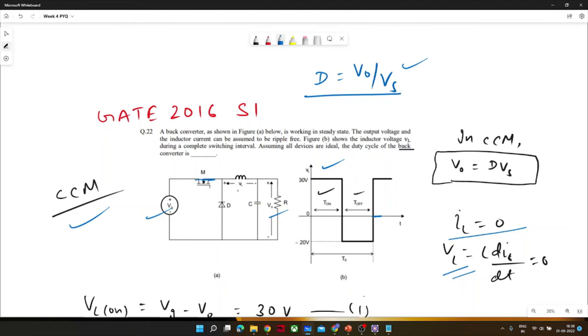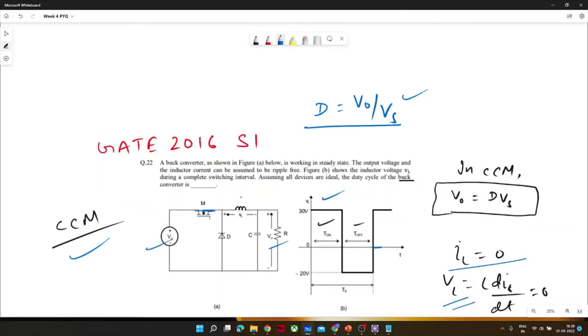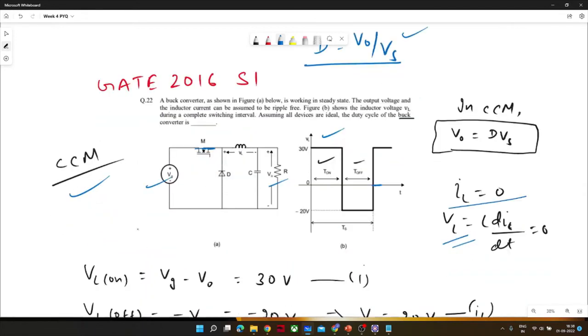Can anybody tell me? Yes, sorry, I did not get. 30. That is 30, but what is 30? V in minus V naught. Yeah, correct. In parametric terms, I wanted to ask. Thanks. It is correct: V in minus V naught, that is Vg minus V naught. Vg is given here, so I am using the same terminology.